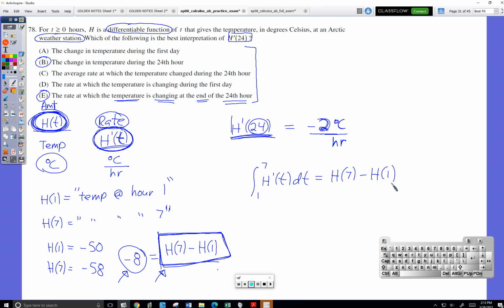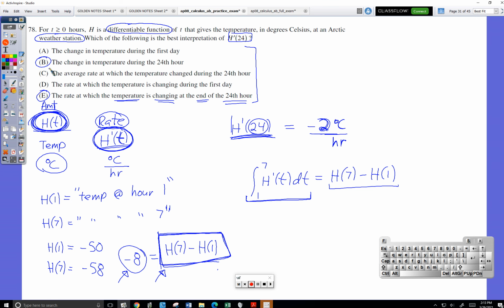I've seen them ask, what does this represent right here? And you have to remember that the fundamental theorem tells you this is calculating the change in the temperature from hour 1 to hour 7. You get there? Let's talk about this one real quick.